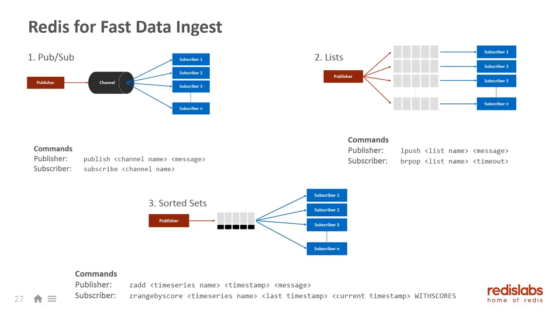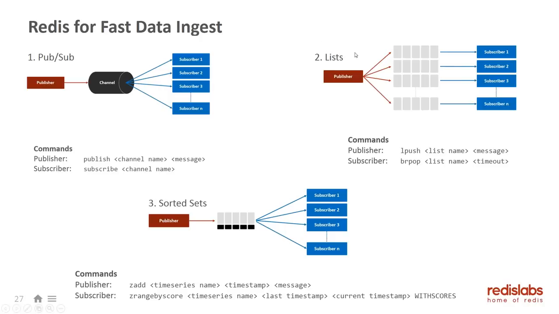Now, PubSub has one small drawback, and that is if a subscriber is down, let's say in the top left example, subscriber one is down, and the data is coming in, there is no reconnect, and there is no way subscriber one can fetch the data that's lost. So that's not available in PubSub. But you can use other data structures if that is a requirement.